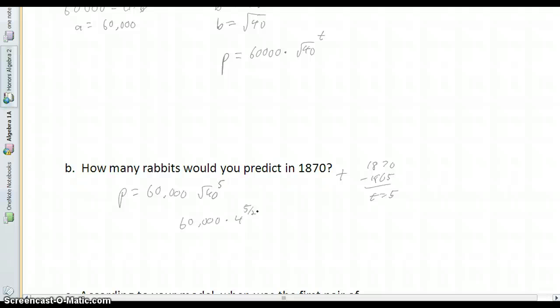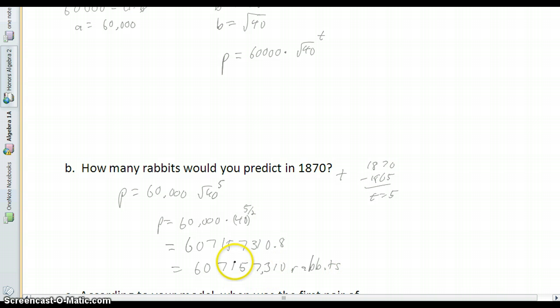When we do that, we find that the population would be equal to 607,157,310.8. Now we can't have 0.8 of a rabbit, so that means that we would have 607,157,310 rabbits. And on this one we are going to truncate the number rather than round it because we don't want to round up. That doesn't give us an extra rabbit.